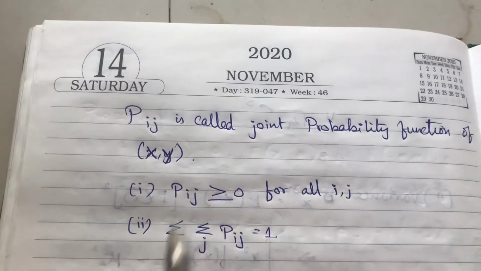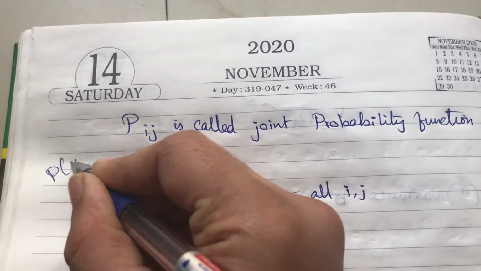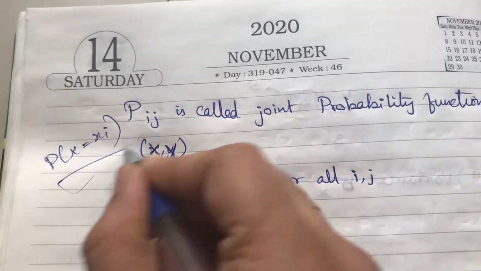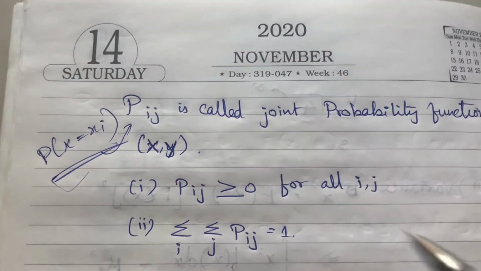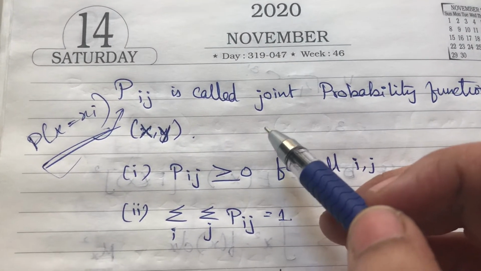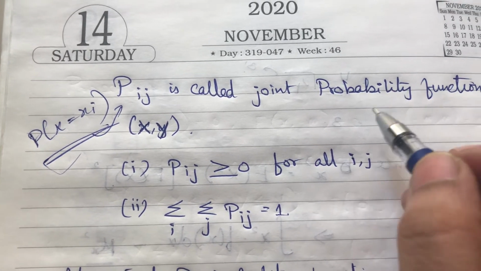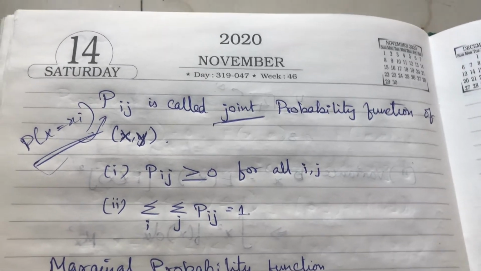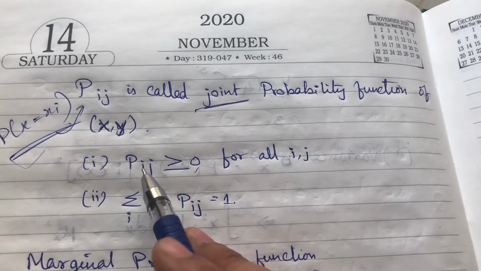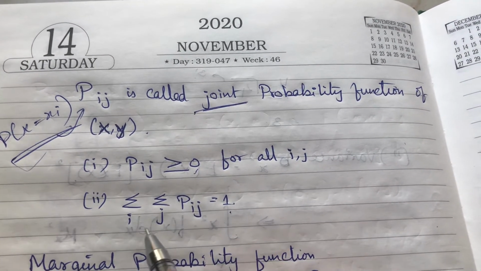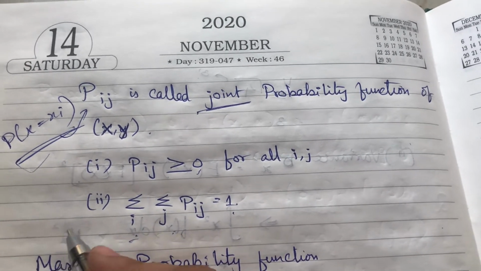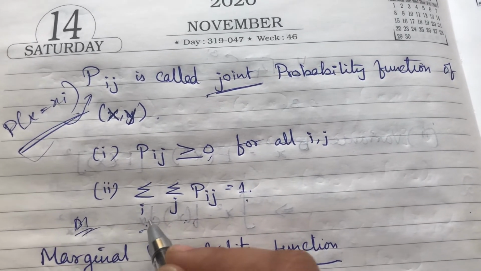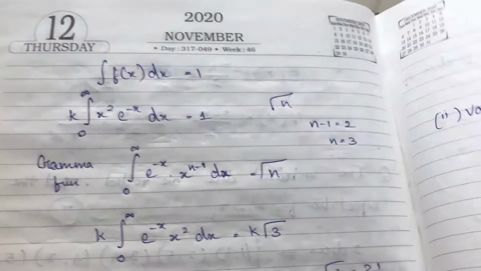So P of ij means P of x equal to xi and y equal to yj. This P of ij is called the joint probability function. It is said to be the joint probability function, which is always greater than 0 and the summation should be 1, but here the summation is double because it is in x and y, right? So i and j.